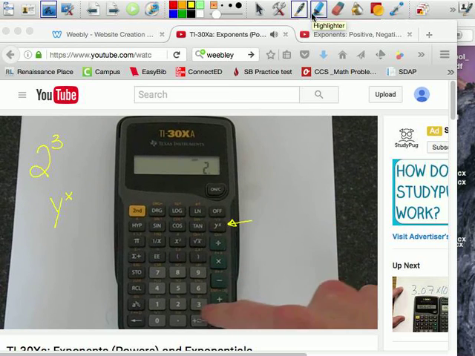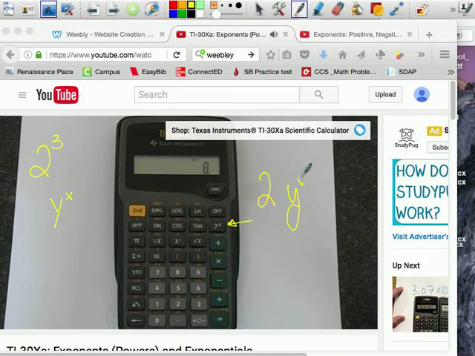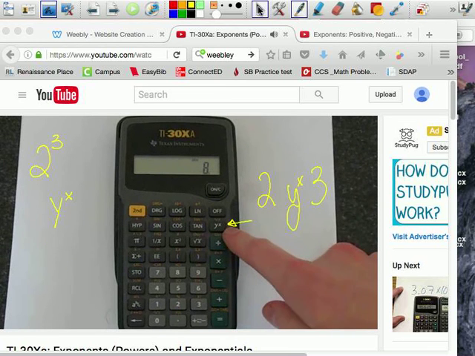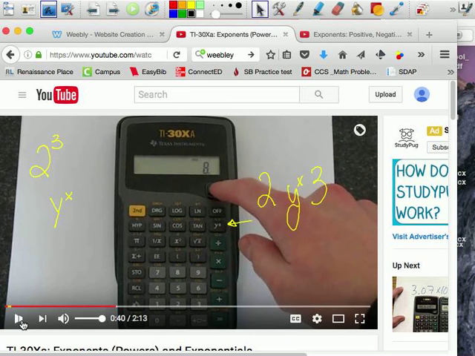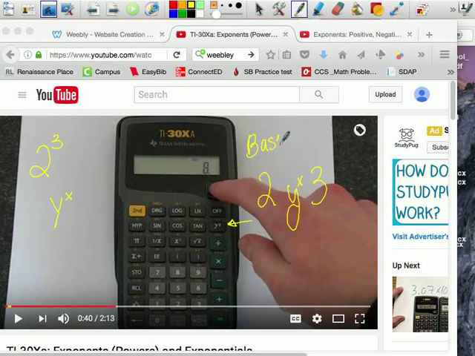So you'll see he put in 2, and then he pushes the Y to the X button, and then 3. And he gets 8. So you won't be able to see all this typed into your calculator right away, but you have to know that first you push the base, and then the exponent button, and then the exponent.